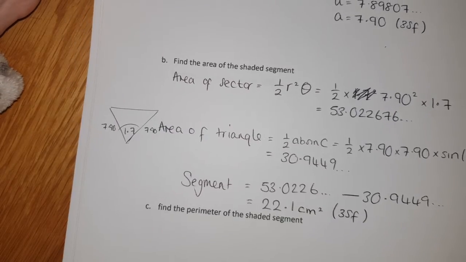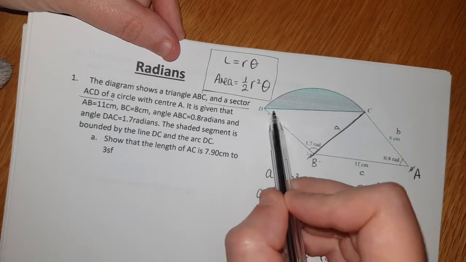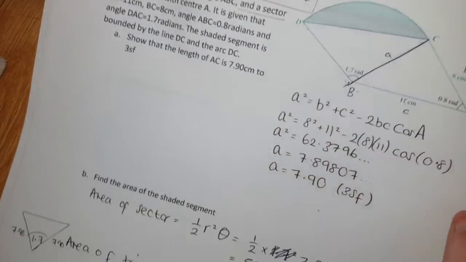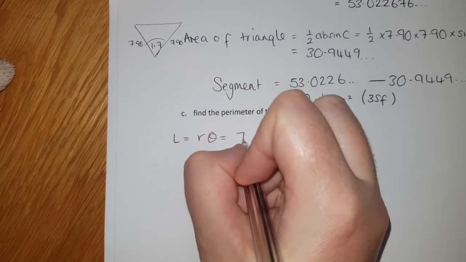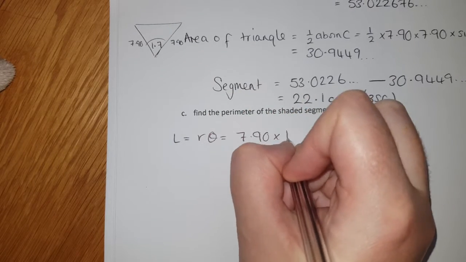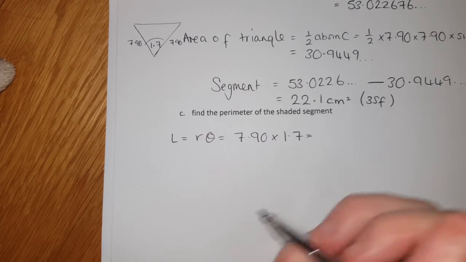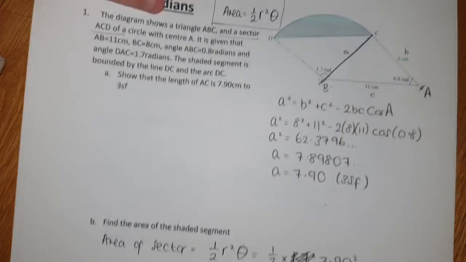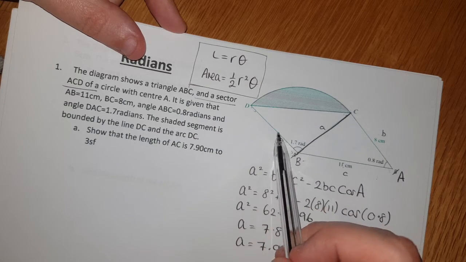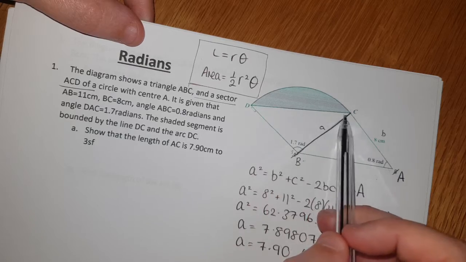Okay, last part is find the perimeter of the shaded segment. So for that, I'm going to need to work out that side length there and the arc length. So arc length is the nice and easy one. That's just r theta, which in our case is 7.90 times 1.7. You get 13.43. The other one, again, is a triangle where we know two sides in the angle. We want the third side, so I'm going to use cosine rule again to get me that length there.